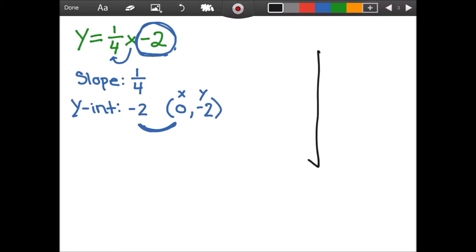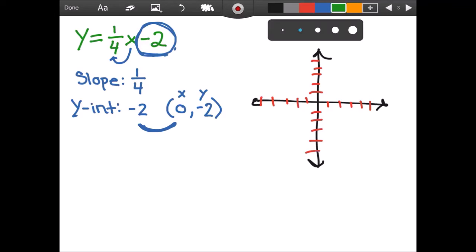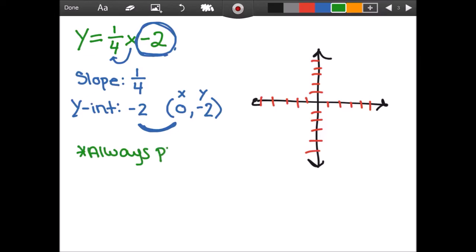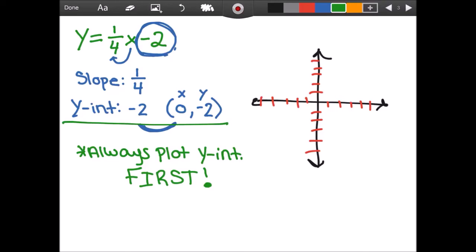And then if she wanted you to graph it, she would usually have this little graph set up for you over here. Or you could freehand it. Sometimes on homeworks you have to freehand it because they don't have the graph paper for you. So what you're going to do, remember, always, we talked about this before, always plot Y-intercept first. Okay, I know right now you're seeing it at the end of the equation, but we're going to do it first. So our Y-intercept is -2.